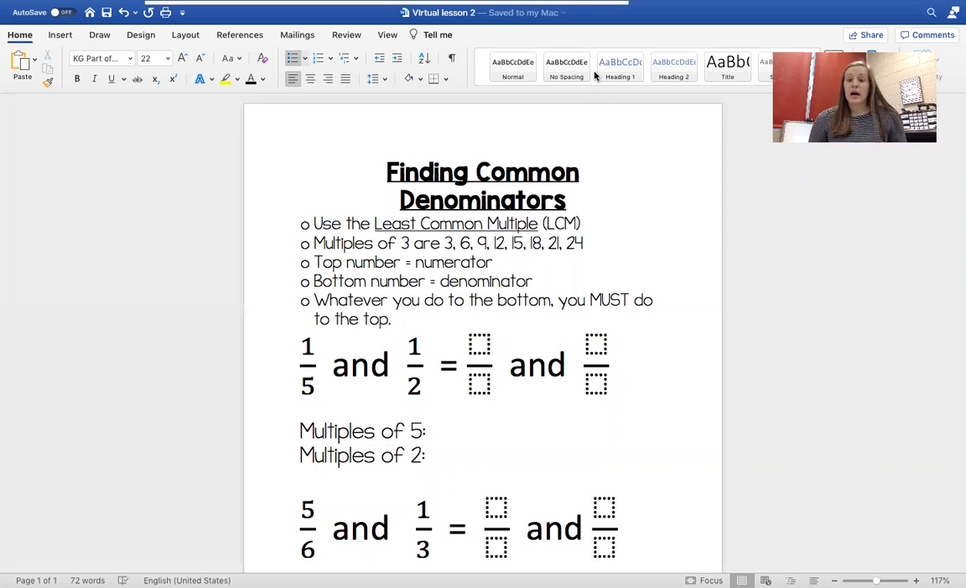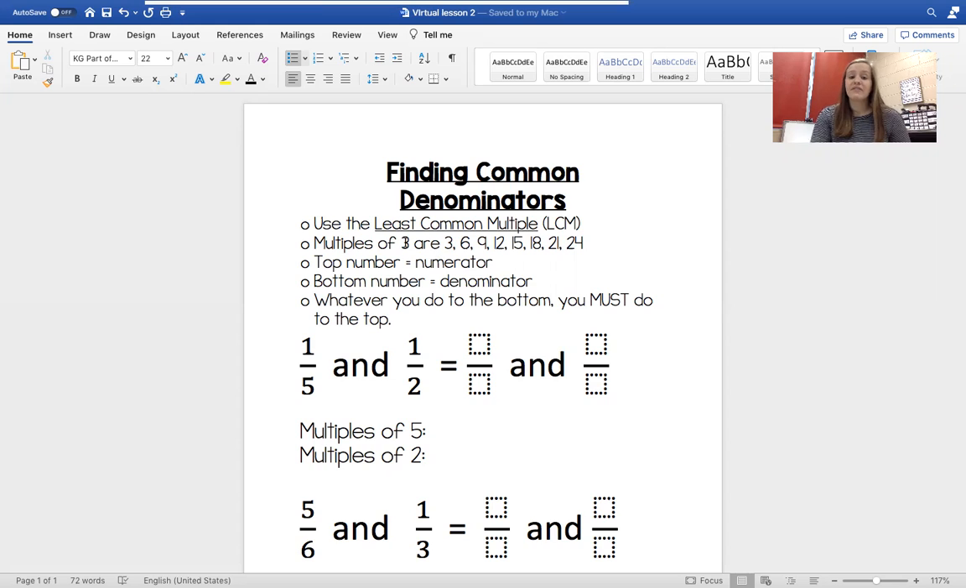And we'll find those common denominators by using the least common multiple, which a lot of times you'll see me say LCM, or you'll see it abbreviated LCM. It just means least common multiple. So the multiples of 3 are 3, 6, 9, 12, 15, 18, 21, 24, and so on. A multiple is when you have your number and you multiply it by any other number. So the multiples of 5 are 5, 10, 15, 20, 25, and so on.